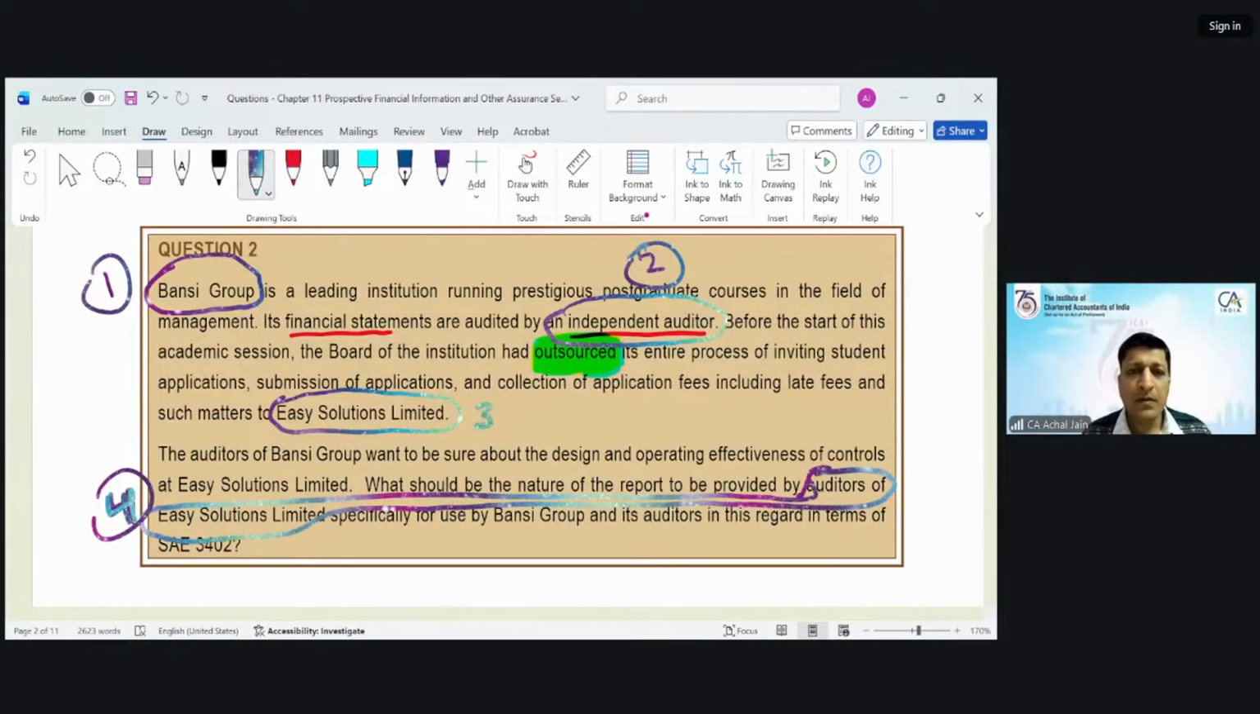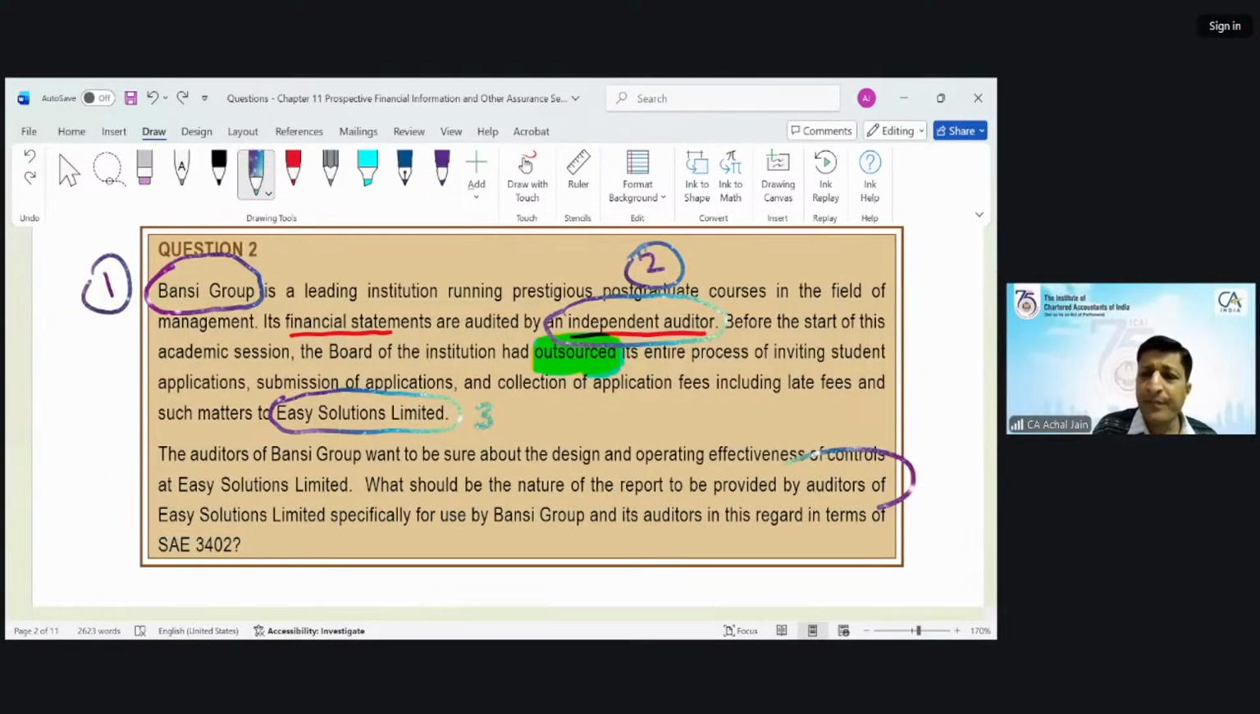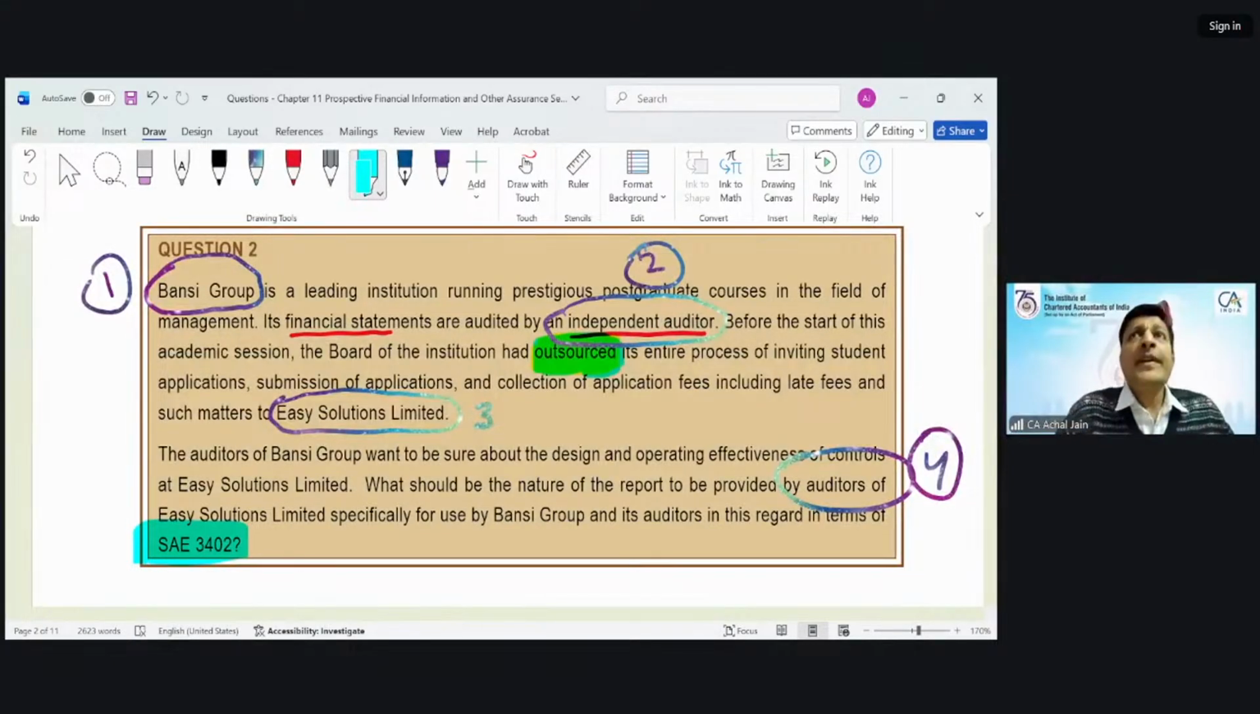Now, in the question, you are also given this reference of the assurance engagement standard. But irrespective of whether that is given or not given, I'll just mark this part. Now, what do you need? In this question, the important part is to have a clarity on the situation. Because till the time you will not have a clarity of the situation, what may happen is, for the nature of the report to be provided, you may just start explaining about any report.